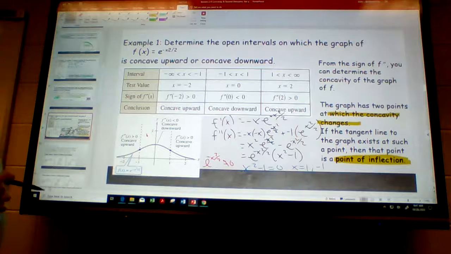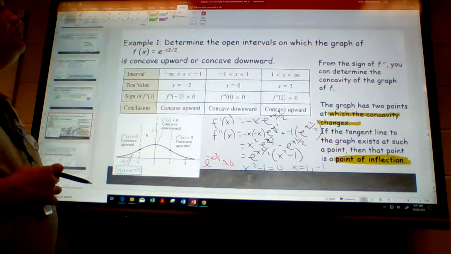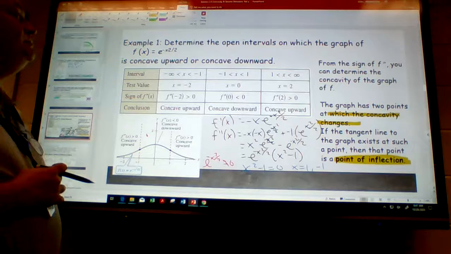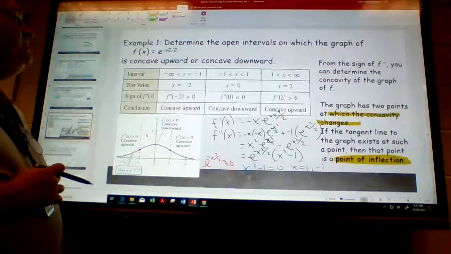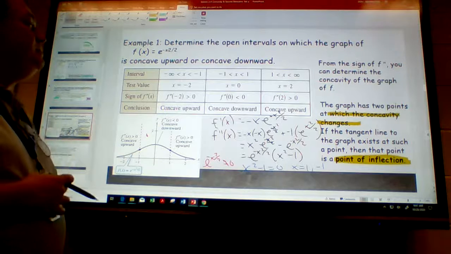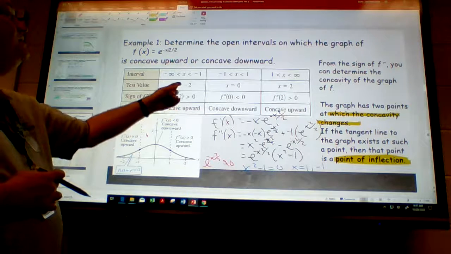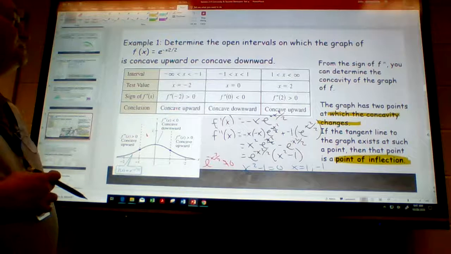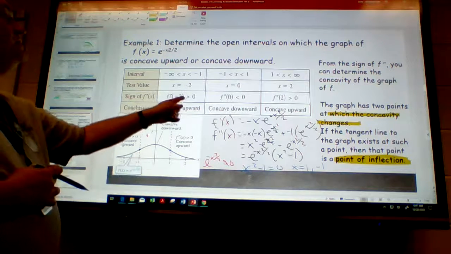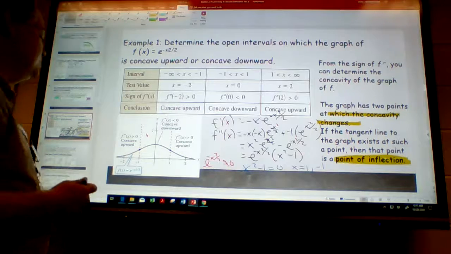So I set up the intervals from negative infinity to negative 1, and then from negative 1 to positive 1, and then from positive 1 to infinity. I get my test values. It just shows negative 2, 0, and 2. You could choose anything you want, and then plug those values into the second derivative, or f double prime of x. And if it's greater than 0, you have concave upward.